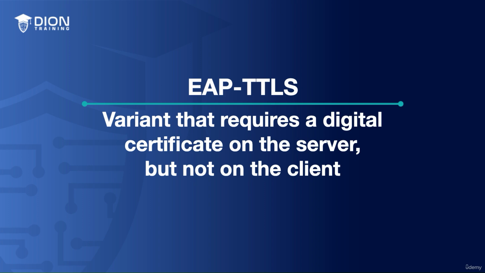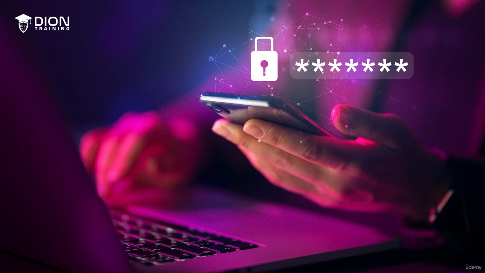The third one we have is known as EAP TTLS. Now, EAP TTLS is another variant of EAP, and this one requires a digital certificate on your server, but not on your client. Instead, the client is going to use a password for its part of the authentication process, which makes it a little bit more secure than the traditional EAP MD5, which only uses passwords on both sides, but it is considered to be less secure than EAP TLS because now we're only using one digital certificate and one password instead of using both digital certificates on the client and the server.